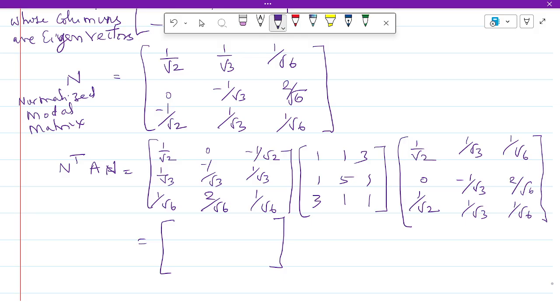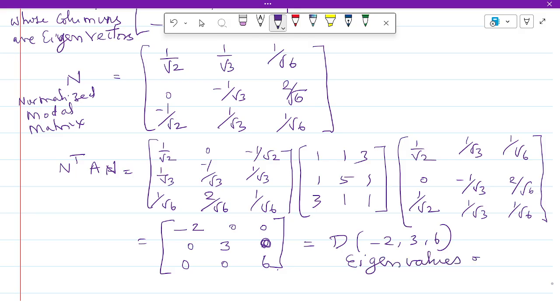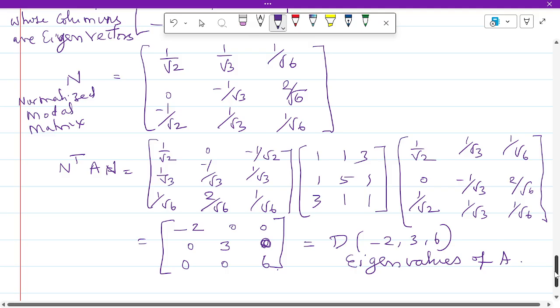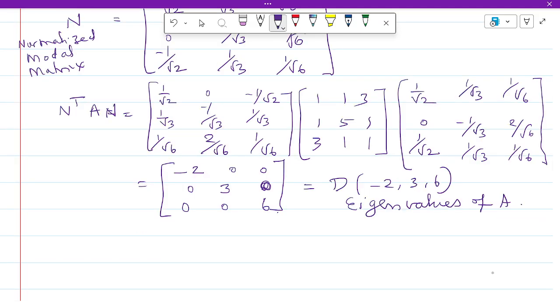If you solve this, you will get minus 2, 0, 0, and then 0, 3, 0, and 0, 0, 6. That is the value of D. What is D here? D is minus 2, 3, 6. These are the eigenvalues of A.